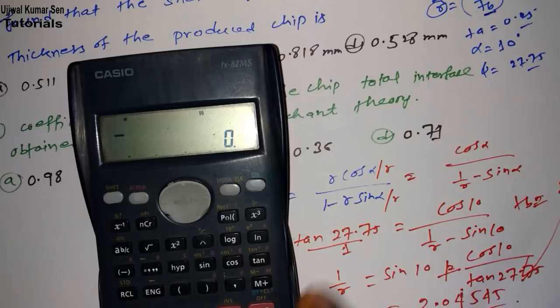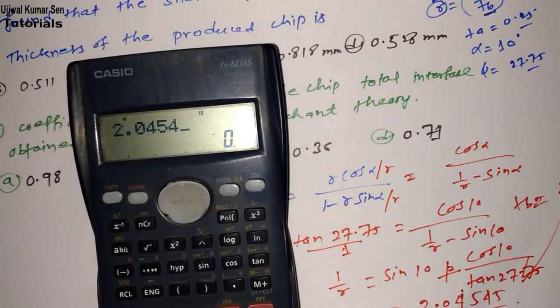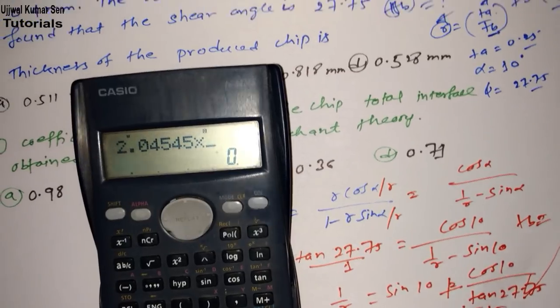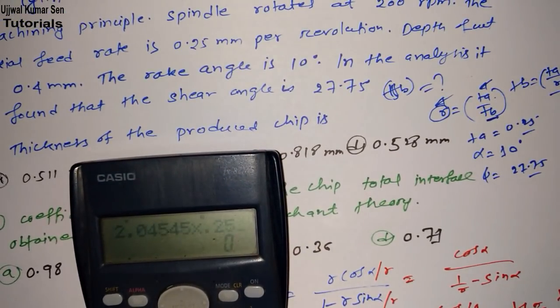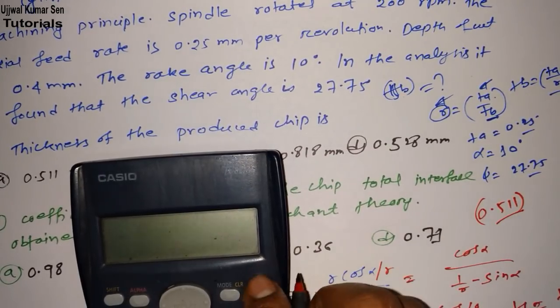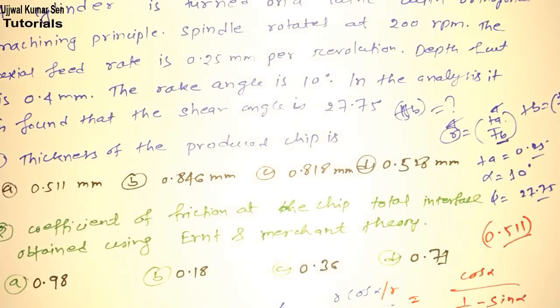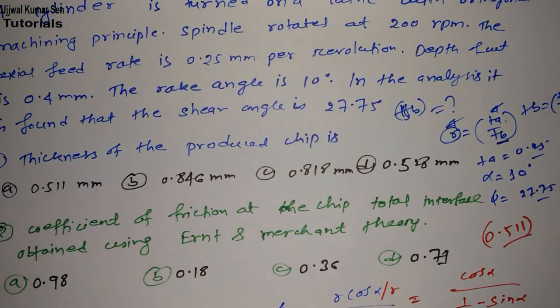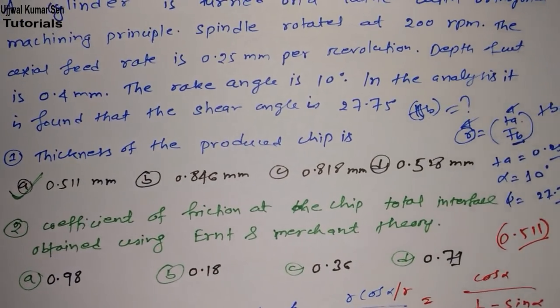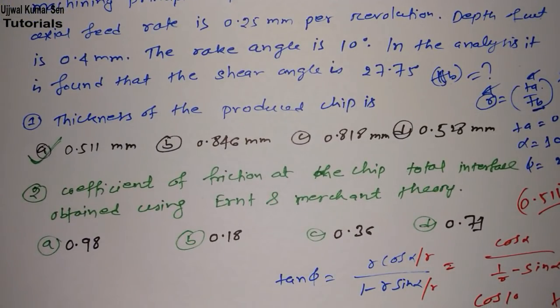Okay, so what we got? 2.04545 multiplied by the TA, which is how much we have been given? 0.25 we got here. So what is the answer right now? We are getting 0.511, the chip thickness, right? Yeah, so which one is the right option for us right now? Yeah, the first option is the right answer for this. The chip thickness ratio is 0.511, right?